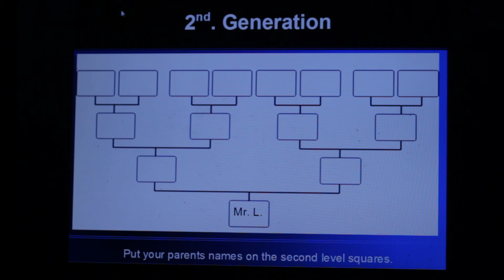Second generation, you're going to put the names of your parents right there in the level squares. Mine are Tom and Rita. If you only have one parent, put one. If you got dad, stepdad, you can add boxes if you have to. But mainly, put the 2 if you got them. If you have 1, just put 1. All right?